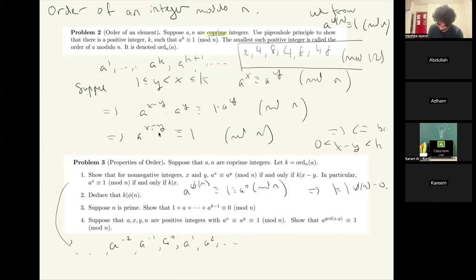Okay, so now what about property 3? Property 3 is saying that if n is prime, so let's say it's p, then 1 plus a plus all the way to a to the k minus 1 is congruent to 0 mod p.